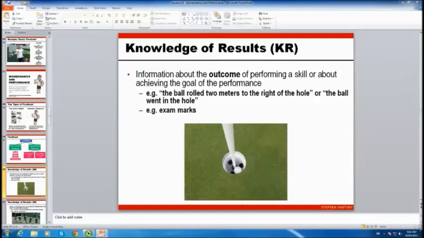It's what happened. If you did a golf swing and it went in, KR would be it went in. It is simply the outcome. It is the end result. It is what happened. Kick a ball, misses the goal, I'd say you missed the goal. It's what happened. It's the outcome. Real simple. The other side is this.